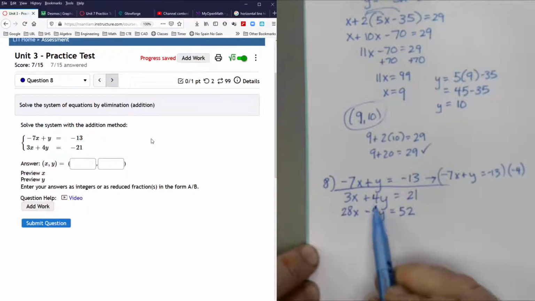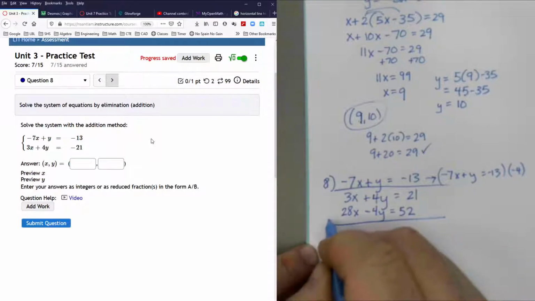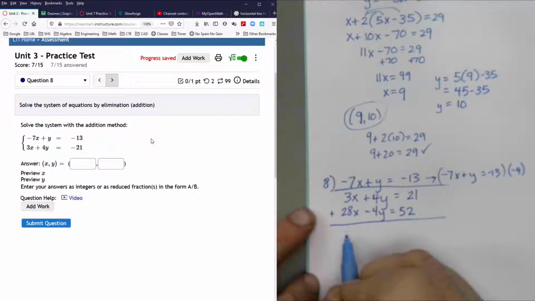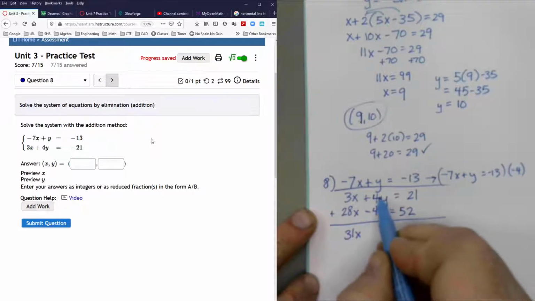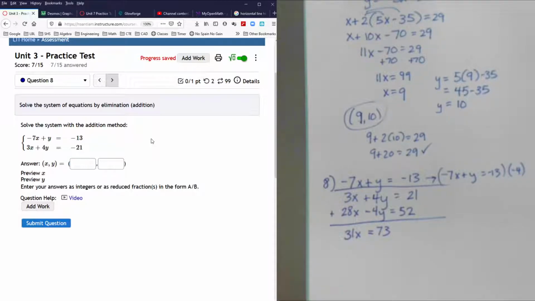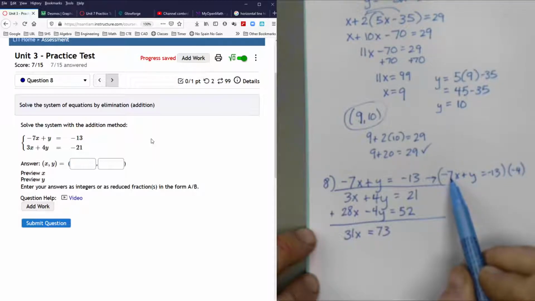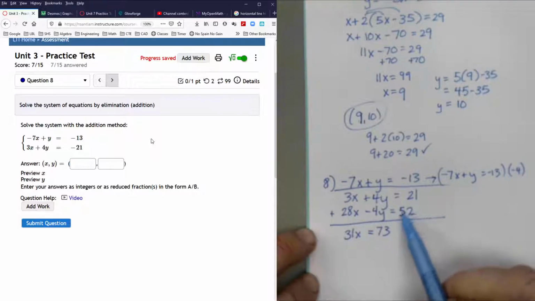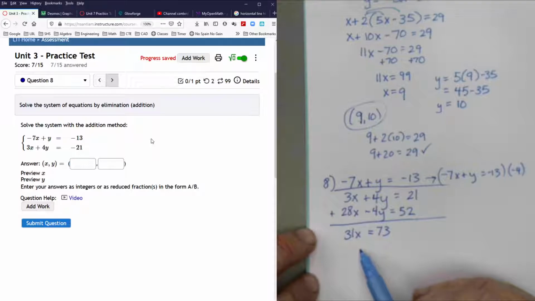Okay, so now this is the situation that we're trying to create here. We're trying to create equal and opposite. So we have a positive 4y and a negative 4y. And what I can do now is just add these two equations together. And so 28 plus 3 gives me 31x. Positive 4y minus 4y is 0. And then that's going to be 73. And again, I just want to double check my math here, make sure I'm doing this right. Positive 28, negative 4y, 40, 52, 73.